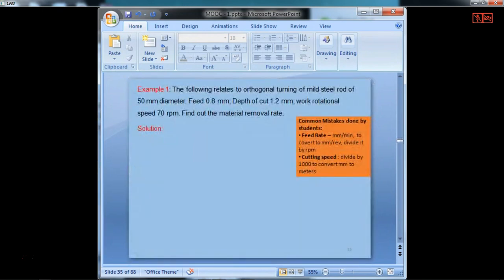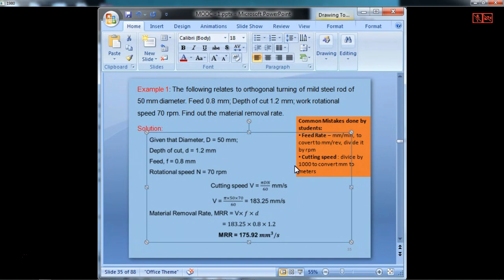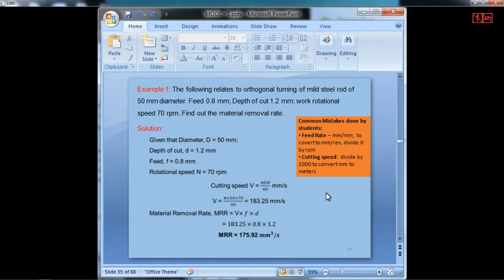When you are done, you can unmute your mic and tell me the answer. In other problems when you solve, this plays a very important role. Where students generally make mistakes is while calculating the cutting speed, V.